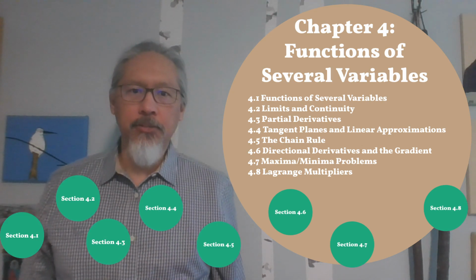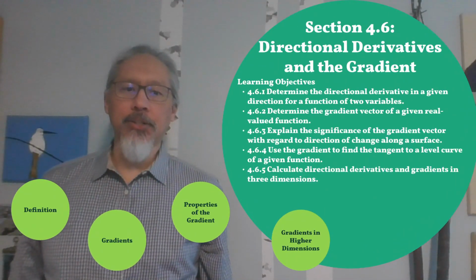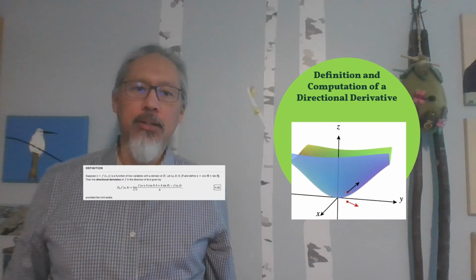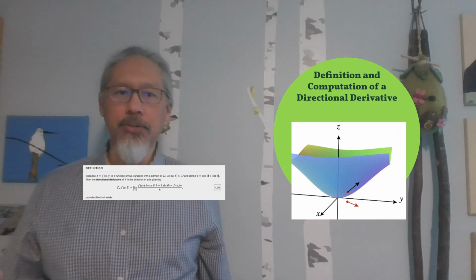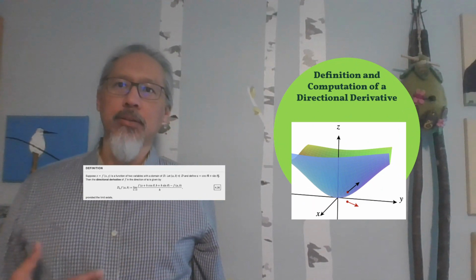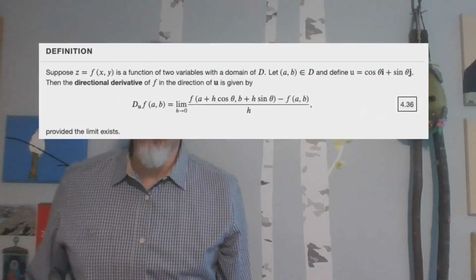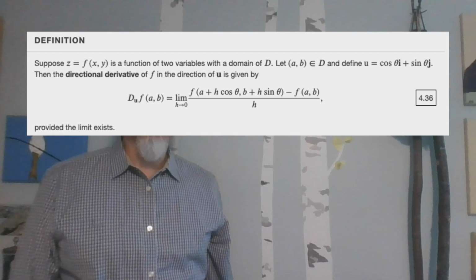Hello, this is an overview of section 4.6, directional derivatives and gradients. If we want to take the derivative of a function that's not necessarily going in the x and the y direction, we want to take the derivative of the function going in another direction, we're going to call on the directional derivative. So we have to establish a direction that we're moving towards.